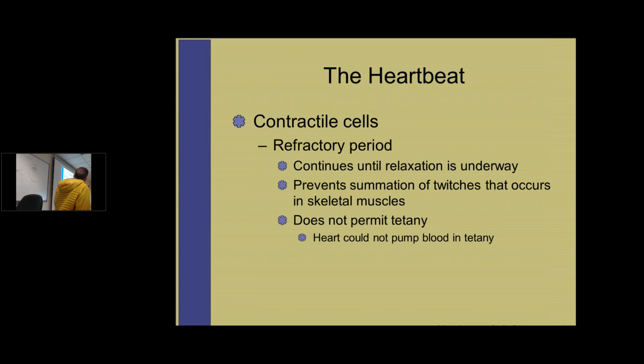So this just talks about the speed, and this is a repeat of what we've already discussed. Refractory period continues until relaxation is underway. Prevents the summation of twitches that occur in skeletal muscles. So what we were talking about before, it has to completely relax. You have to have a complete refractory period before that muscle can contract again. Skeletal muscle is different. It doesn't have to completely relax, right? You can have different states and control that. It's voluntary.